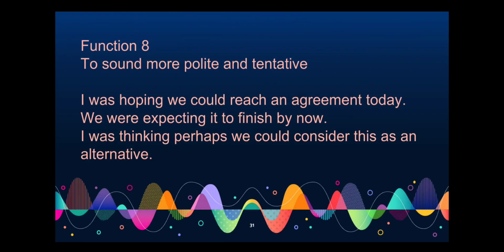Function 8. To sound more polite and tentative. I was hoping we could reach an agreement today. So you are politely making this note that you were hoping we could reach an agreement today. We were expecting it to finish by now. This is also a polite way of saying that why isn't the work finished? We were expecting it to finish by now. I was thinking perhaps we could consider this as an alternative.